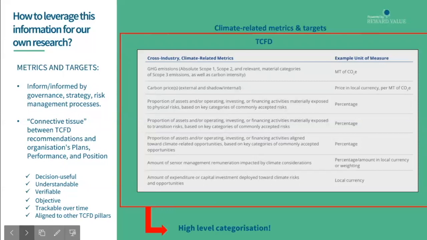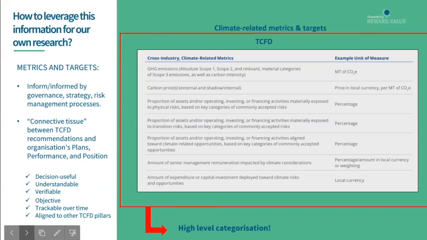In particular, it's really of interest to focus on the metrics and targets, as these should inform and be informed by the organization's governance, strategy, and risk management processes. Metrics and targets really create a feedback loop over time in the same way that other KPIs and key risk indicators are used to inform business management processes. And as a result, these metrics and targets provide the connective tissue between the other TCFD recommendations and an organization's disclosure of its climate-related plans, performance, and position.